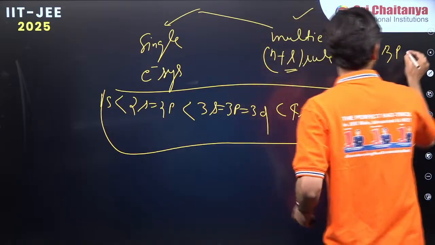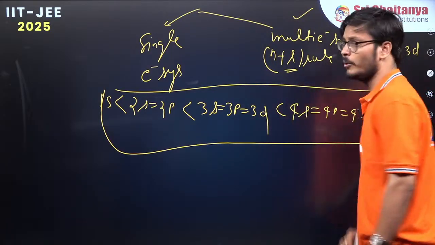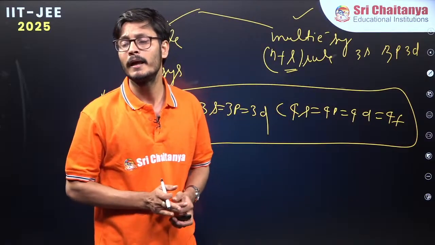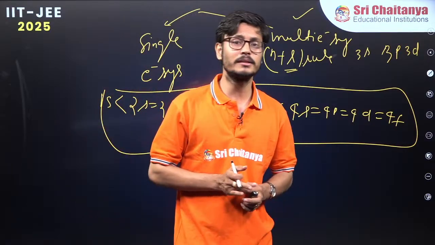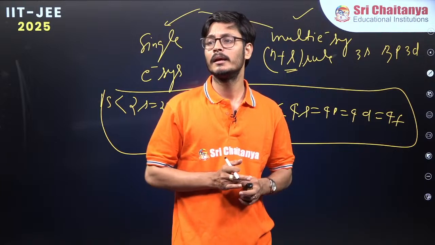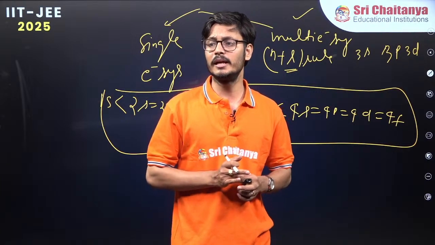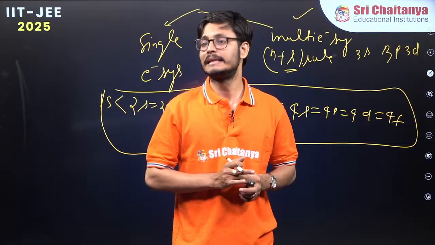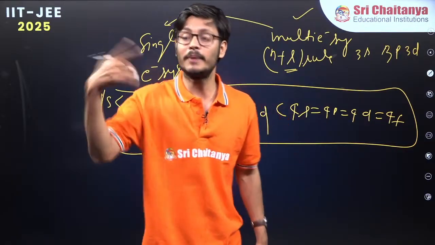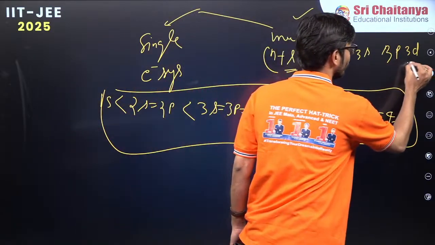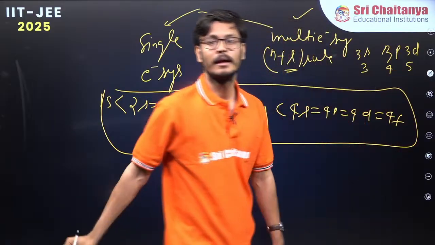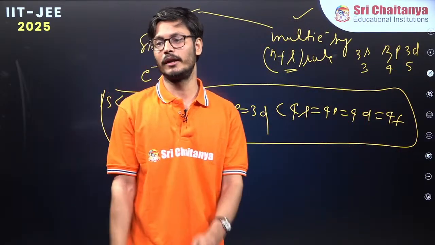Okay, if I ask you 3s, 3p and 3d, which will have more energy? 3d, yes. Because the n plus l value will be 5 for 3d, 4 for 3p, and 3 for 3s.